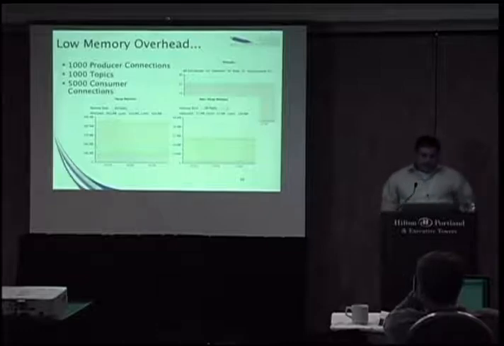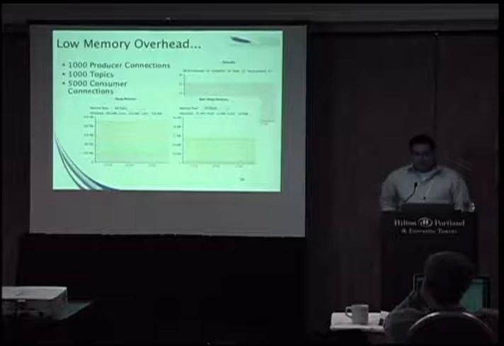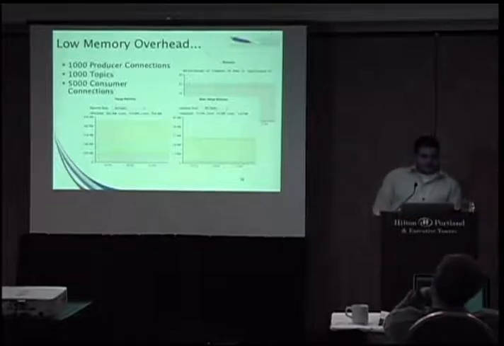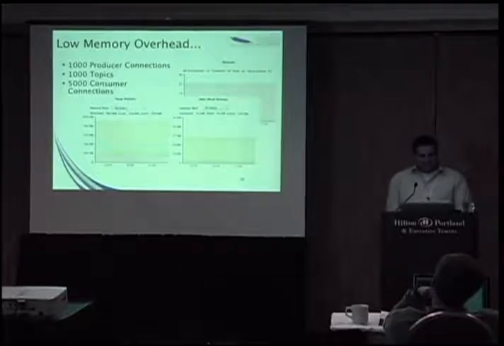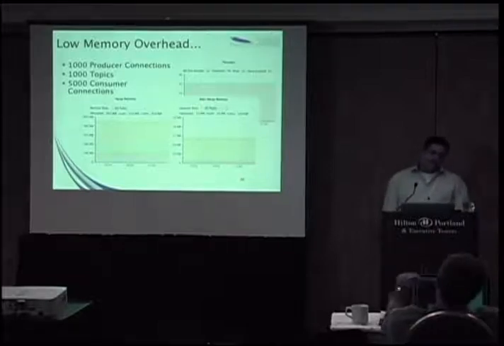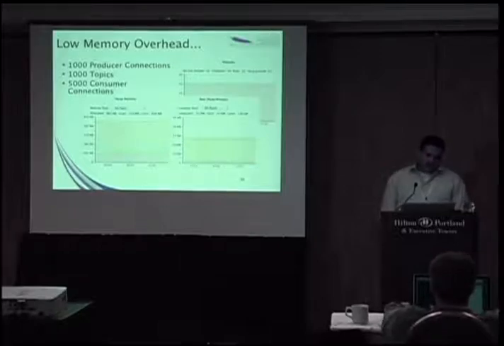So another nice benefit of this new threading model that we put into Apollo is that it has lower memory overhead. Here are some heap dumps that I monitored with YourKit. Thank you, YourKit, they're awesome. They give us open source licenses for Apache projects. Here's 1,000 producer connections, 5,000 consumer connections, and 1,000 topics being used while I'm taking this profile.